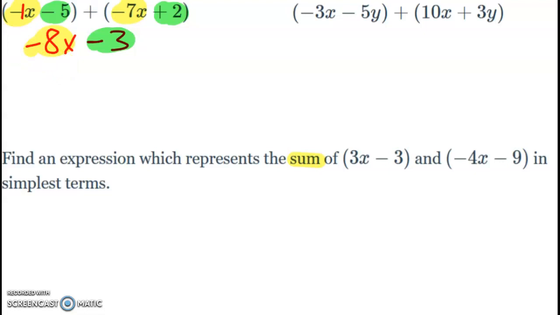Alright, next. So we got like terms here, negative 3x and positive 10x. And we got negative 5y and positive 3y. Okay, so the negative 3x and the positive 10x, different signs, find the difference. You get a positive 7x. And the negative 5y and the positive 3y, different signs, find the difference. 5 minus 3 is 2. 5 is bigger, keep it negative. So you get 7x minus 2y.